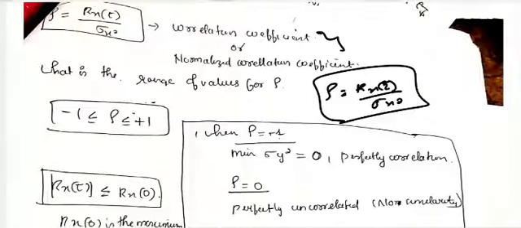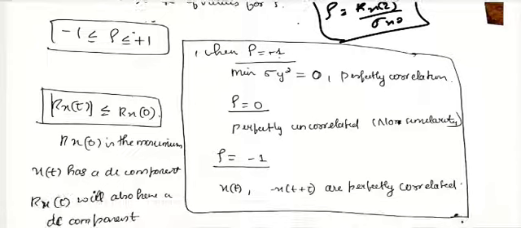So, what is the range of values for rho? Rho can have values between -1 to +1. When it is +1, it is perfectly correlated, if it is 0, completely uncorrelated, and if it is -1, then x of t and minus x of t plus tau are perfectly correlated. And the maximum value of autocorrelation will be when tau is equal to 0.